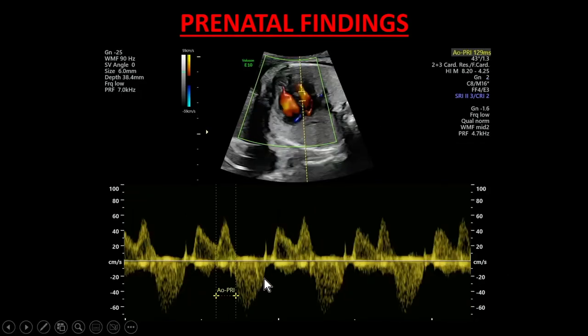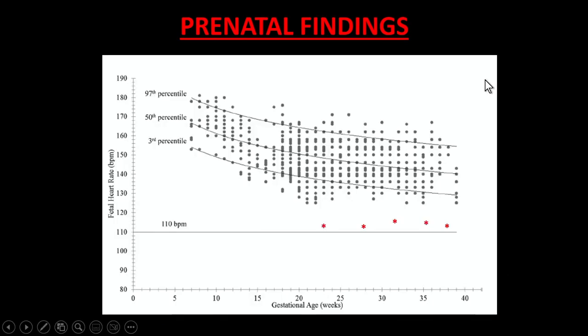We also measured the PR interval, which was within normal limits, and here you can see that we brought that patient back several times during the pregnancy, and this is like the normal distribution of the heart rate within the normal pregnancy, and all these red stars demonstrate the average heart rate, and we measured the heart rate at least 5 times during the exam each time.